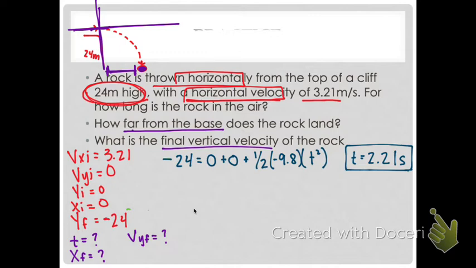So we've got the amount of time. That's the total time that our rock is in the air, okay? Now I want to know how far away from the base it lands, so I've got to solve for x final. Let's look at the equation to solve for x final. I think we only have one equation that even allows us to solve for x final. Would you agree? So I'm going to say x final equals x initial plus v xi times time.